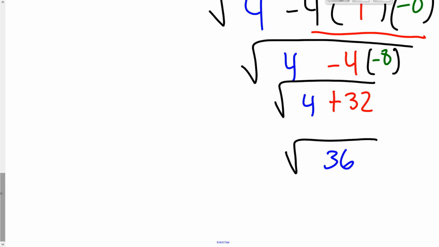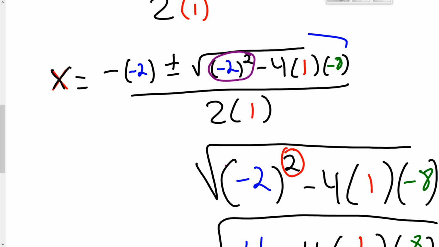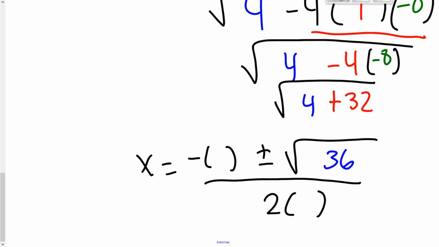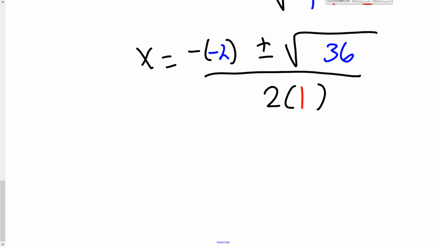That is just what's underneath the radical. So now I put everything else back in. x equals negative b plus or minus the square root of all that stuff I just did, all over 2 times my a. My b was negative 2. My a was 1. Now if I can simplify my square root here, then go ahead and do it, which we can. The square root of 36 is 6.